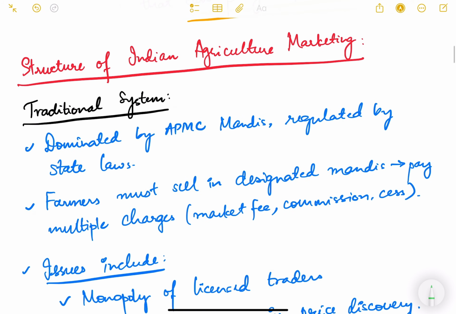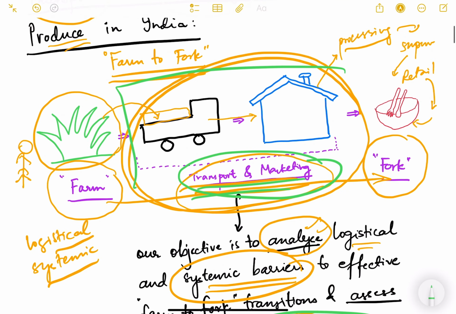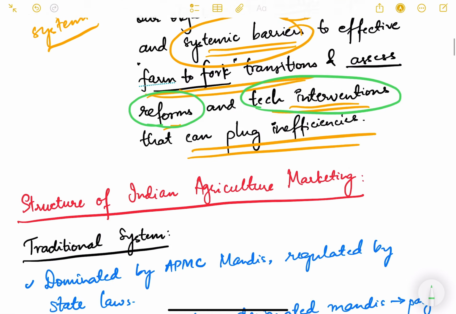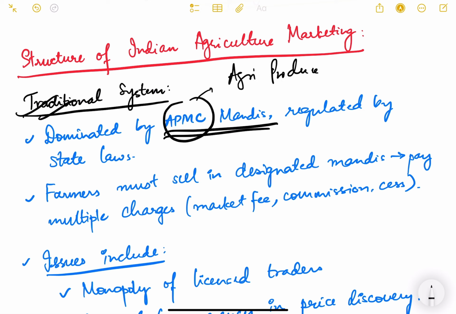So first of all, let us understand the structure of Indian agriculture marketing. First let us understand how it works. So first we'll see the traditional system: how traditionally things are transported and marketed, dominated by the APMC mandi. APMC is the Agricultural Produce Marketing Committee.